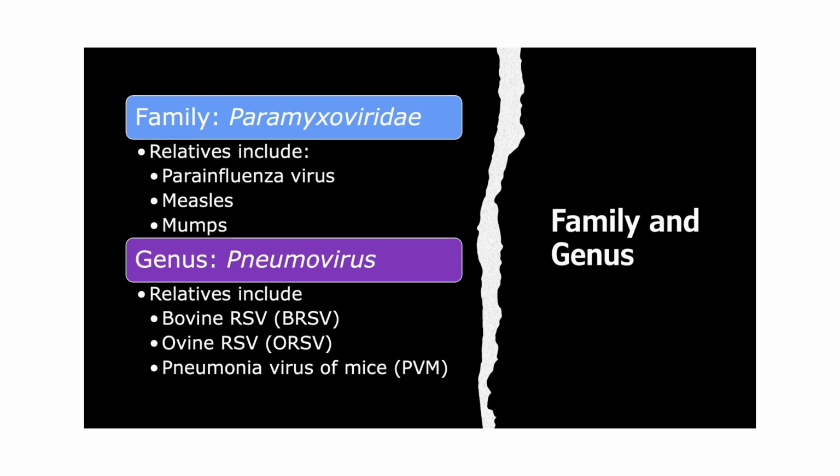RSV is a part of the Paramyxoviridae family and the genus Pneumovirus. It has several relatives. The Paramyxoviridae family includes other viruses that also infect humans, like parainfluenza virus, measles, and mumps. RSV's relatives in the genus Pneumovirus include bovine RSV, which infects cows, and ovine RSV, which infects sheep, along with pneumonia virus of mice.